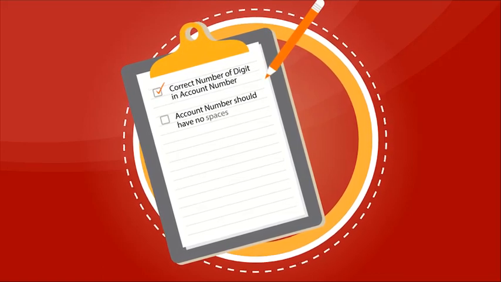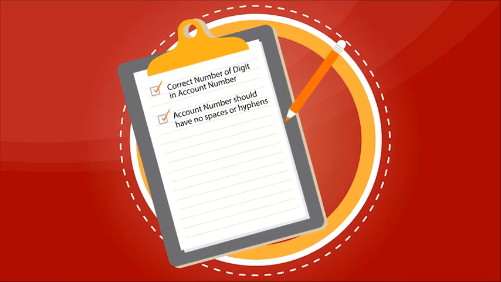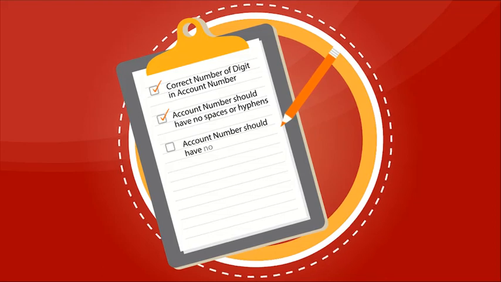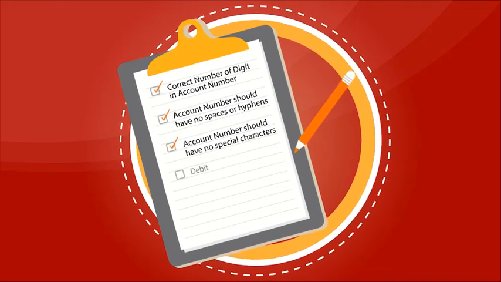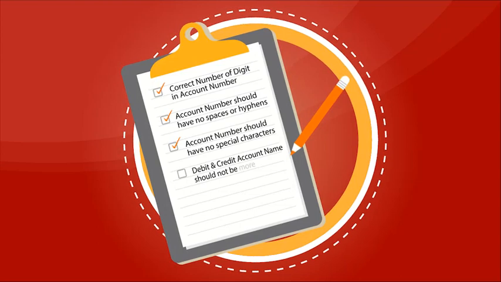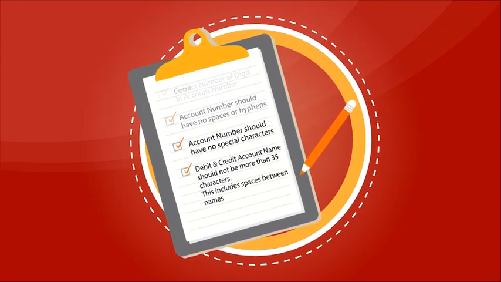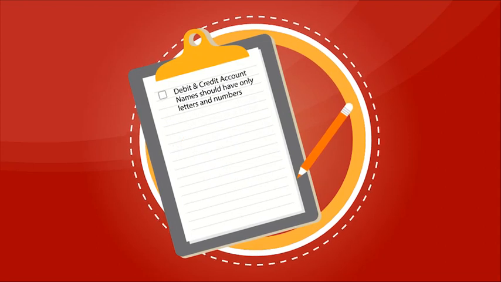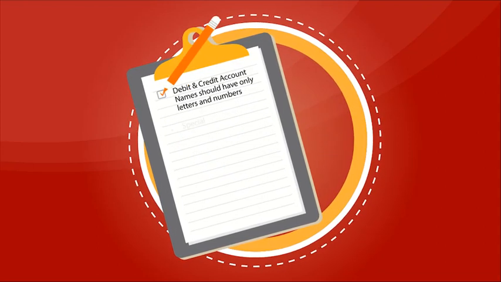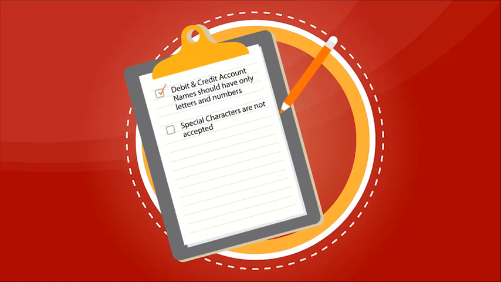Account number should have no spaces or hyphens. Account number should have no special characters. Debit and credit account name should not be more than 35 characters. This includes spaces between names. Debit and credit account names should only have letters and numbers. Special characters are not accepted.